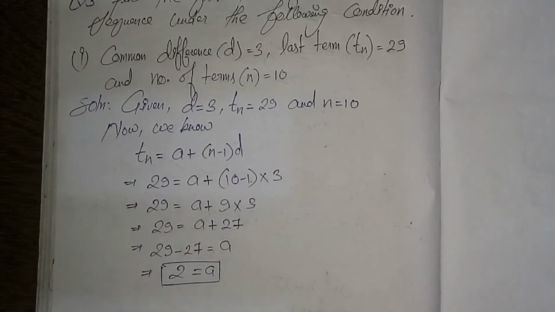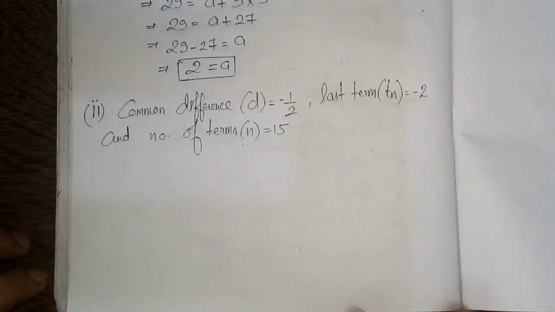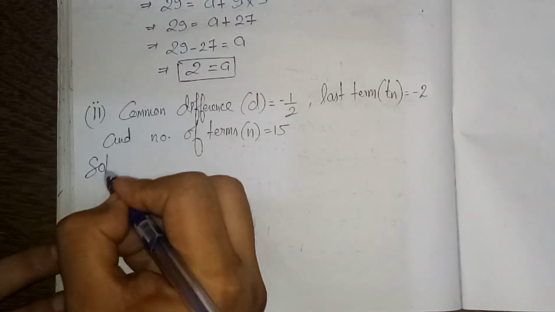So we have two more parts to do. So let's see the next question. I have just written this second question over here. The question is providing us the common difference, last term and number of terms, as in question number 1. So first thing is we just have to note down what is being provided.